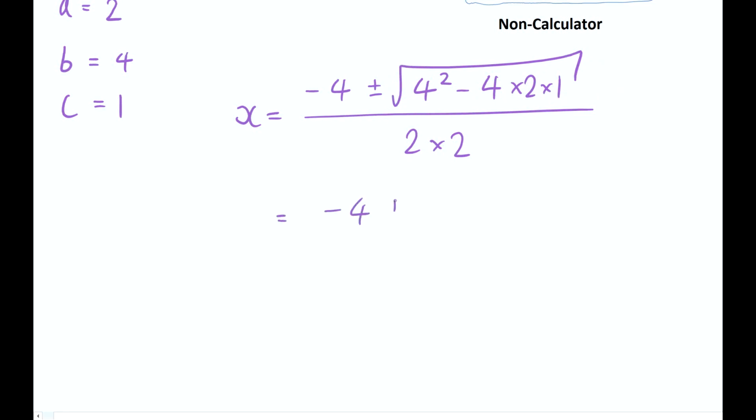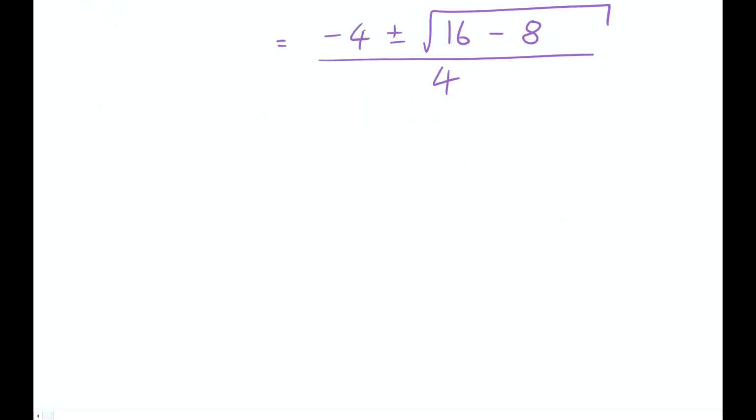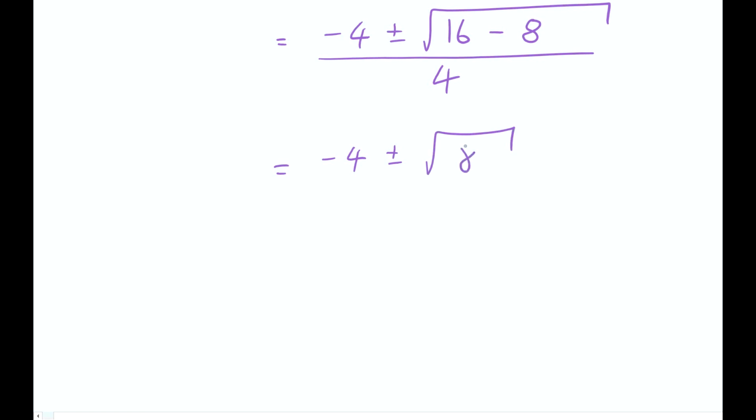So minus 4 plus or minus the square root of 4 squared, which is 4 times 4, that's 16. I've got 4 times 2 times 1. That's going to be 8. Remember, in BIDMAS, you always times first before you subtract. And that is all over 2 times 2, which is 4. We can go a bit further than that. That's going to equal minus 4 plus or minus the square root of 8, all over 4.